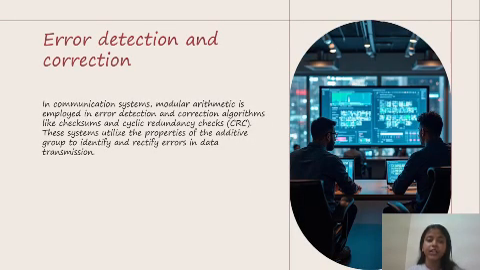Error detection and correction. In communication systems, modular arithmetic is employed in error detection and correction algorithms like checksums and cyclic redundancy checks (CRC). These systems utilize the properties of the additive group to identify and rectify errors in data transmission.